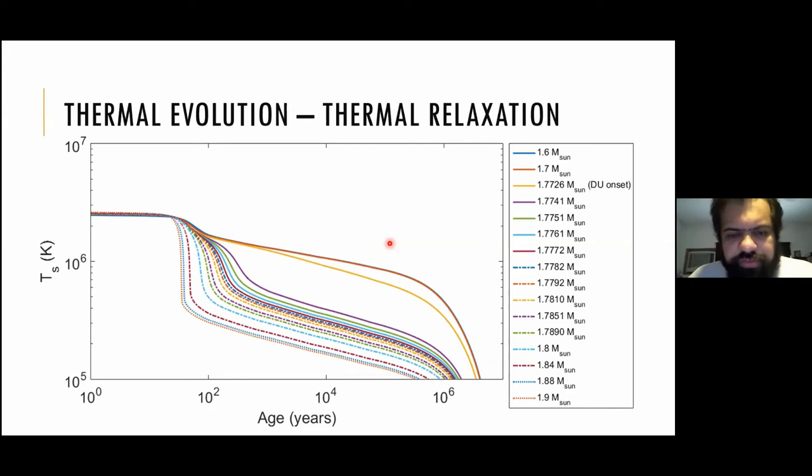One thing you notice, most of the cooling papers and research that have been done, for a good reason, don't have this many curves. You just go from 1.6, 1.7, 1.8, 1.9, maybe 1.4 solar masses. You don't actually need to go into this very high precision calculation of the mass. We did it for a different reason.